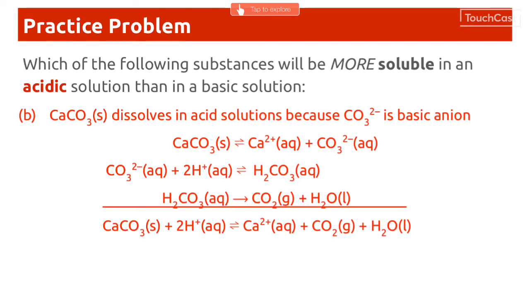The carbonic acid then will break apart into carbon dioxide gas and water. So if we look at the overall reaction, if we're adding an acid, the protons from that acid will react with the carbonate ion to form water, and as a consequence, that reaction will shift right towards more products, and we will get more calcium carbonate dissolving. All right, let's move on to part C of this problem and the substance involved there.